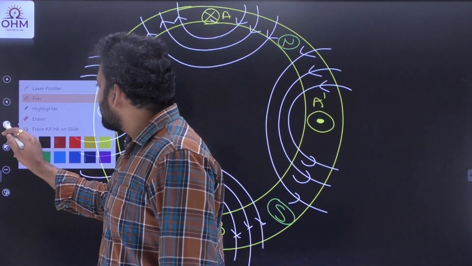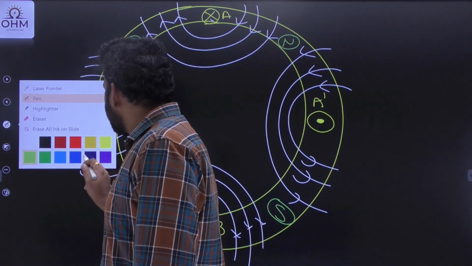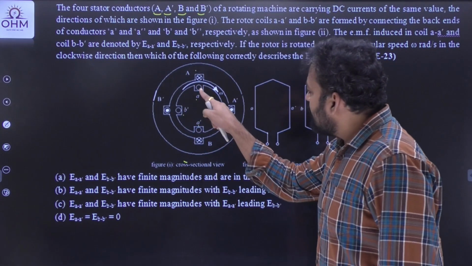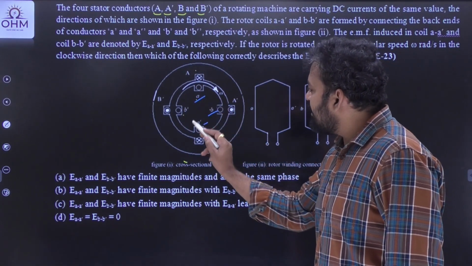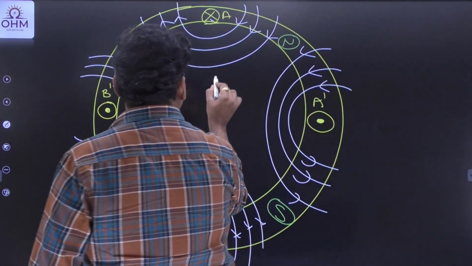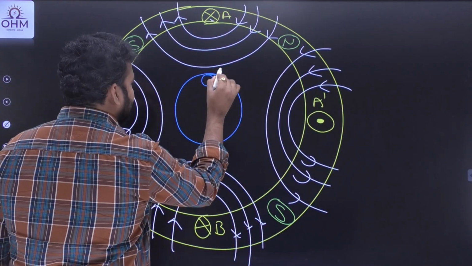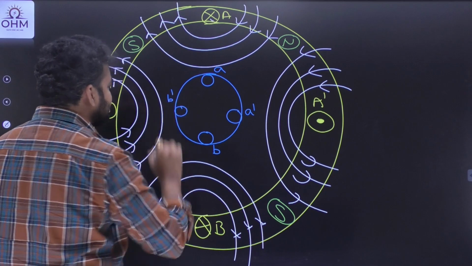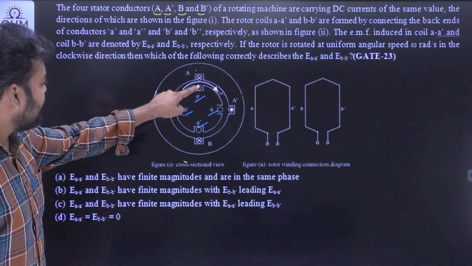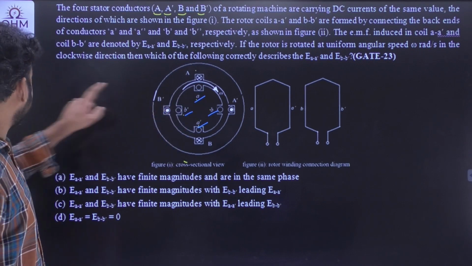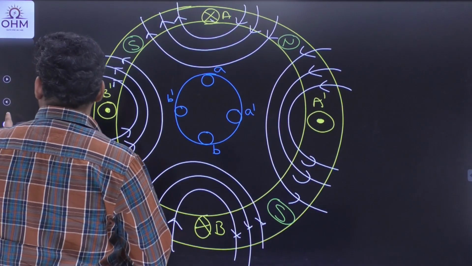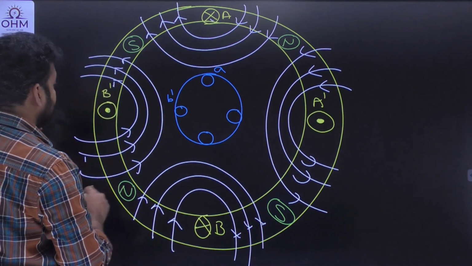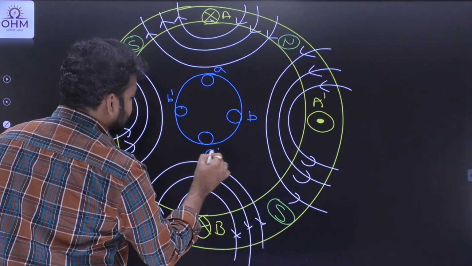Now coming to the rotor. I will use a different color. I hope it is visible. Now coming to the rotor, I will go back. You see the rotor. I have 4 conductors in rotor: A, B, A dash, B dash. Okay, let me draw them. Now you have the rotor here. There is a conductor A, A dash, B, B dash. You can check the diagram again. Once again, go back. A, B, A dash, B dash. This is B actually. This is A dash. Okay. So this is B. This is A dash. This is B dash.